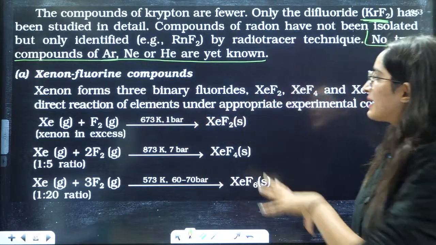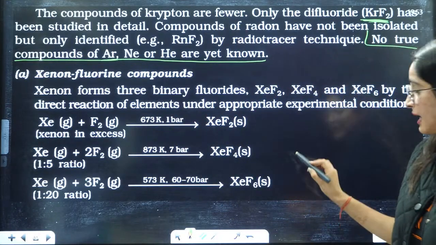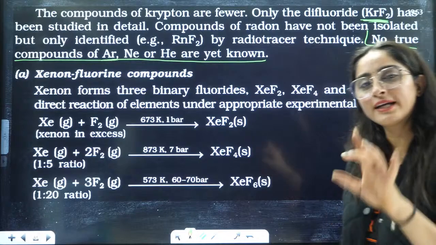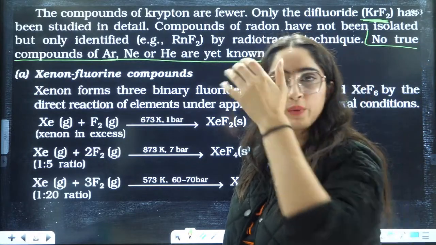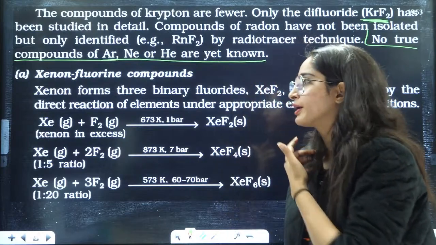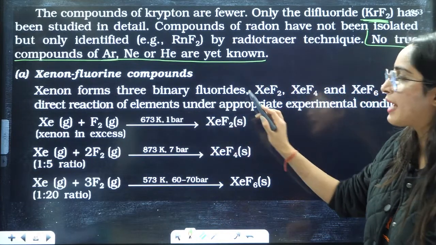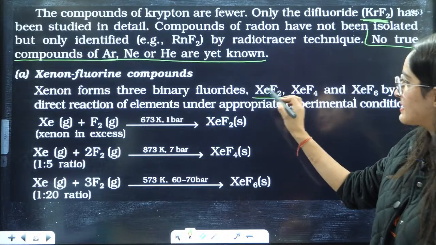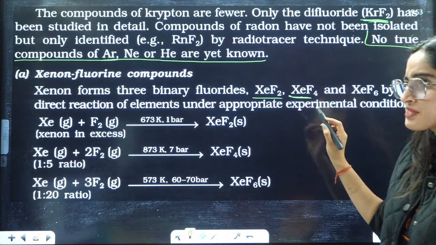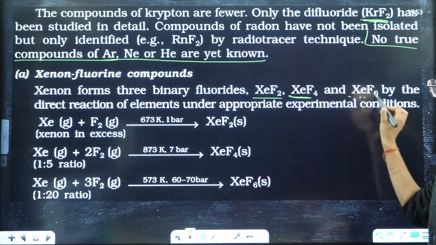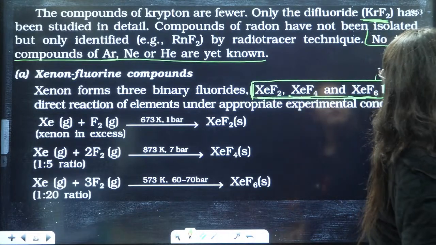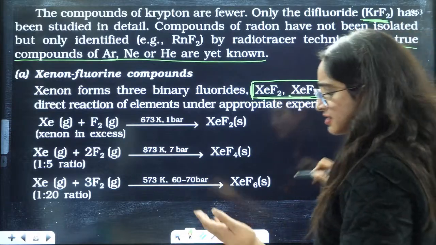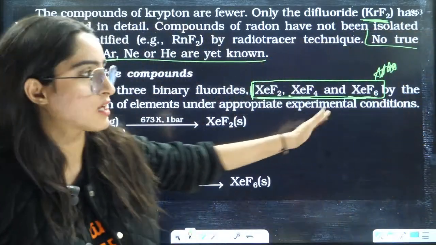Xenon forms the binary fluorides. Now, I'll have one thing for you, I'll tell you in the end, from where this problem will be sorted. Xenon forms 3 binary fluorides, that is XeF2, XeF4 and XeF6, and these structures are very important. Check out the previous year questions, you will see the structures.